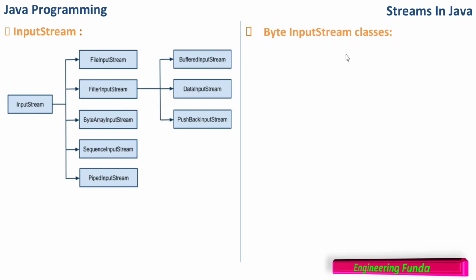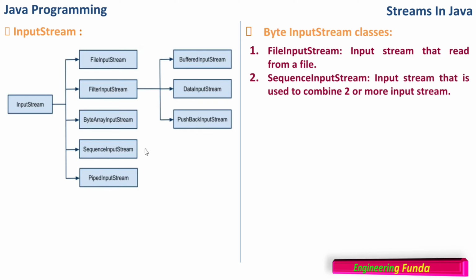Of this, the first class in the byte input stream classes is FileInputStream. The FileInputStream is an input stream class that reads from the file. So whenever you want to read from a file, then you make use of the FileInputStream class. Second is the SequenceInputStream. This input stream is used to combine 2 or more input streams. Now if you have a program in which you are reading from more than one input stream, then you make use of SequenceInputStream.